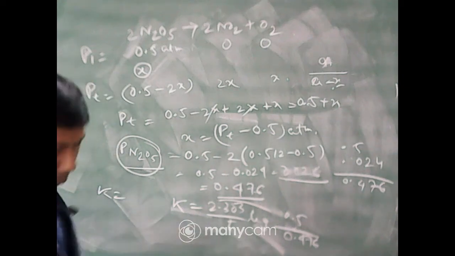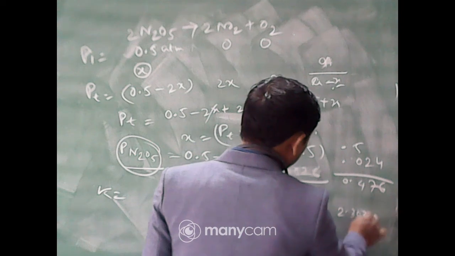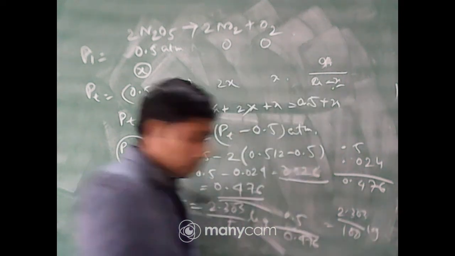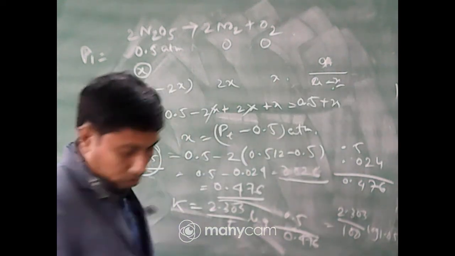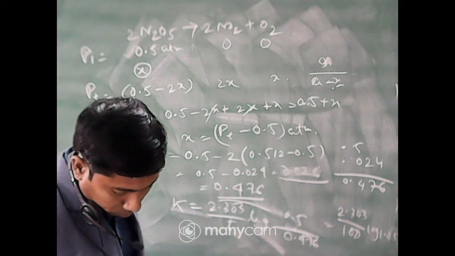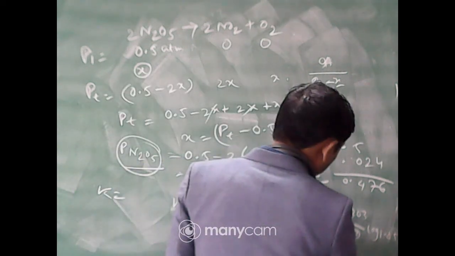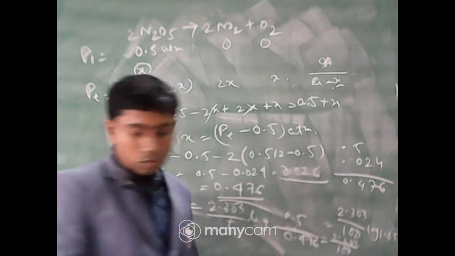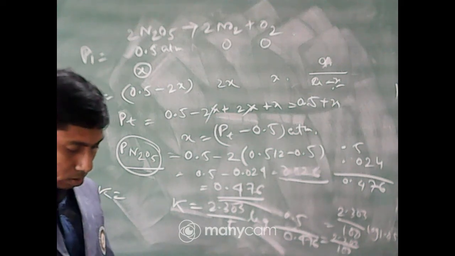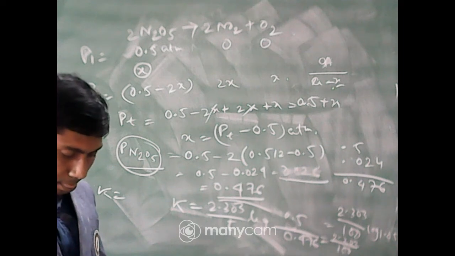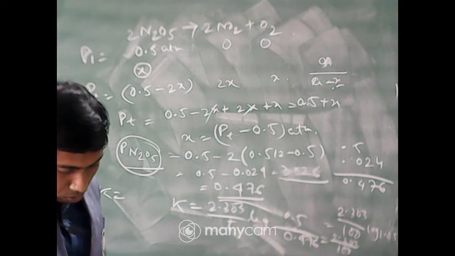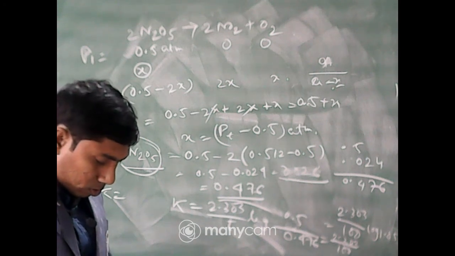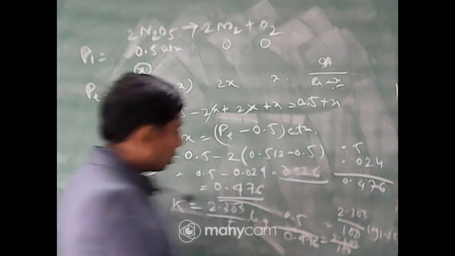And what is the time? That is 100 s. So K equals 2.303 by 100 log of 0.5 by 0.476. This is about 1.0504, and log 1.05 is about 0.021. So ultimately it becomes 4.9 into 10 to the power minus 4.